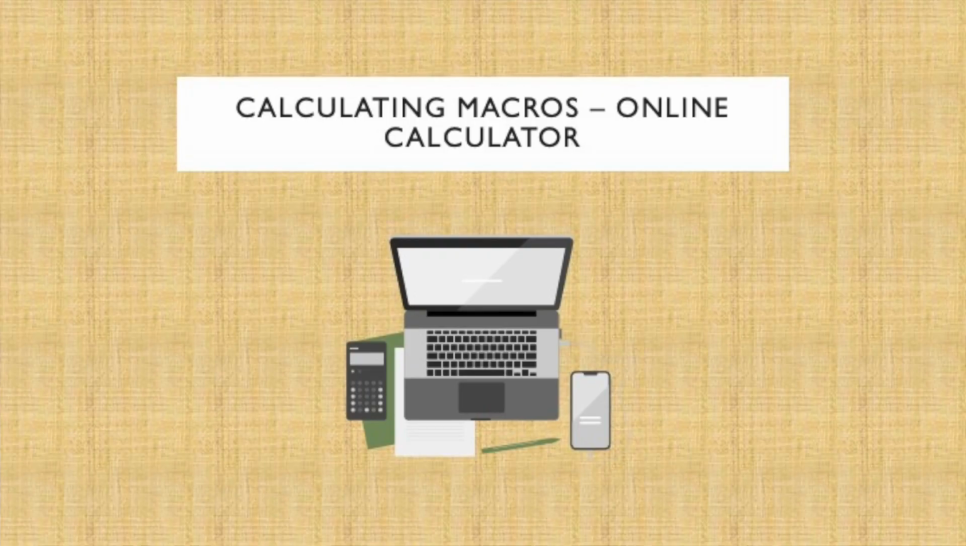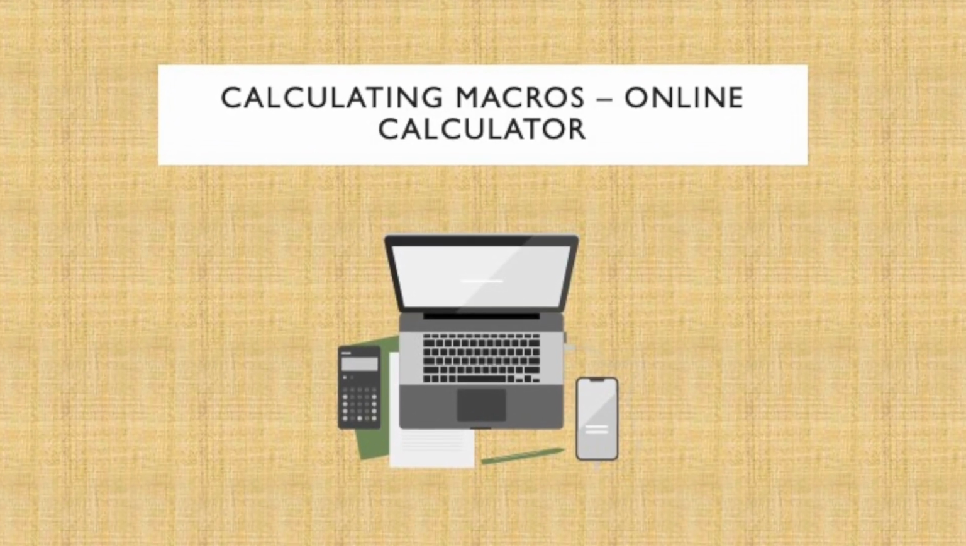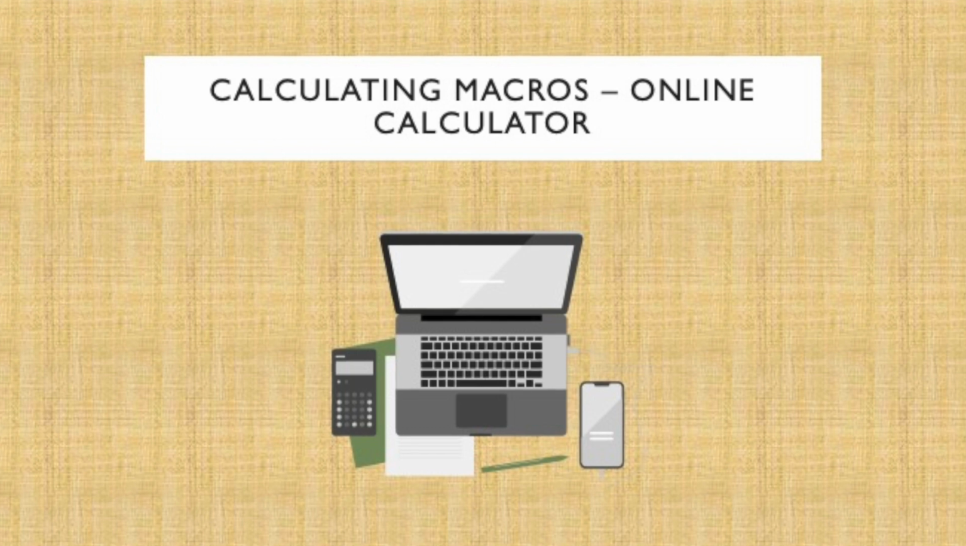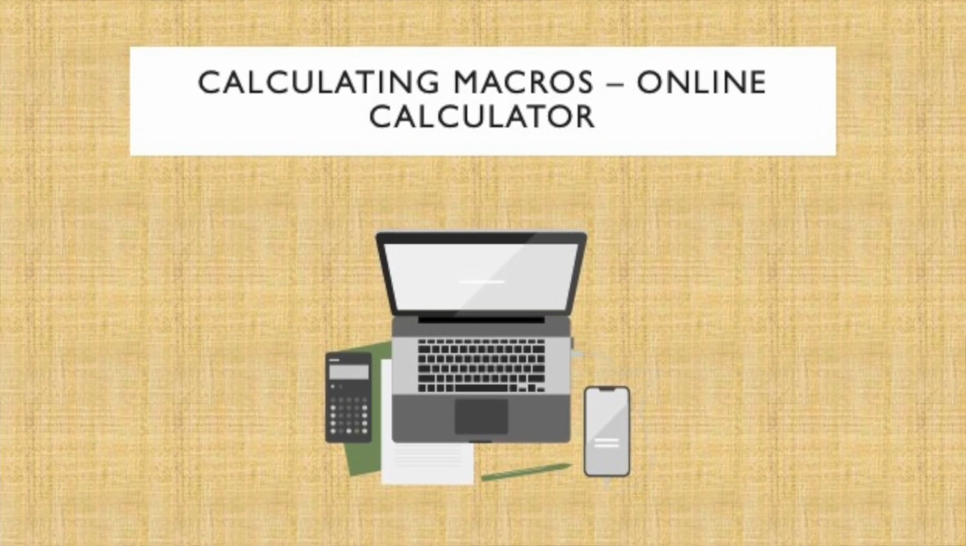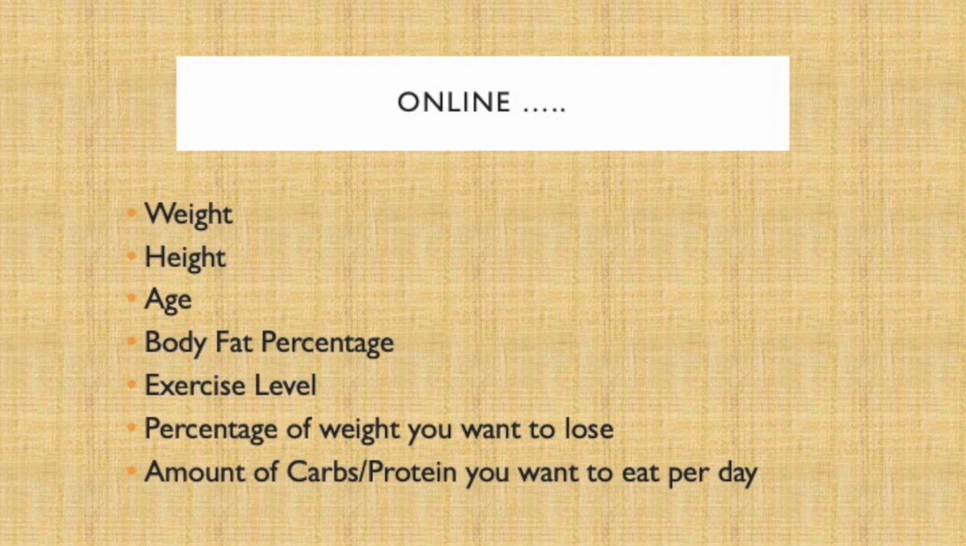So there are essentially two ways to calculate macros on keto: by using an online calculator and by using body weight. There are plenty of online calculators on the internet. You simply search for keto macro calculator and there'll be a lot of different choices there for you.